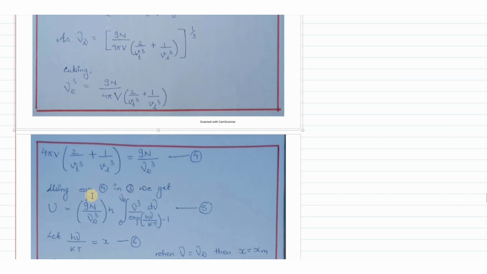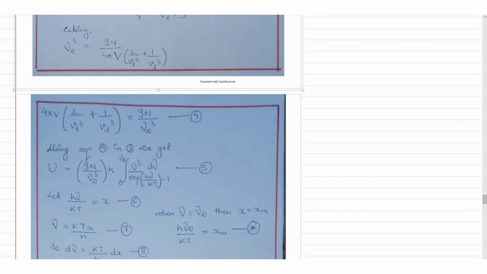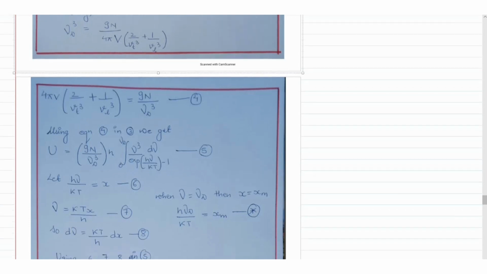So using equation number 4 and 3, we get U is equal to, in place of this term we can write 9N by nu_D cubed, h, integral from 0 to nu_D of nu cubed by exponential h nu by kT minus 1 d nu. This is our equation number 5. Let h nu by kT be equal to x, equation number 6. We assume that h nu by kT is equal to x. So when nu is equal to nu_D, then x is equal to x_m. So h nu_D by kT is equal to x_m. This is our equation star.